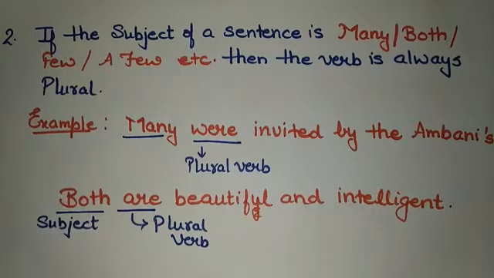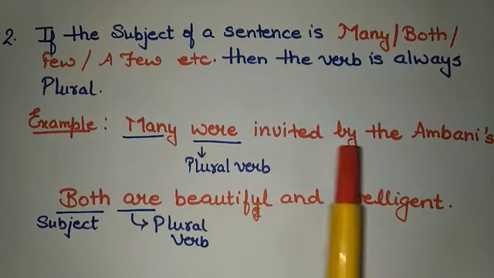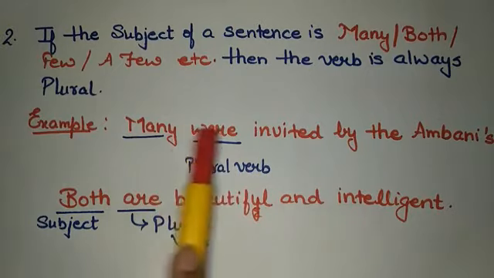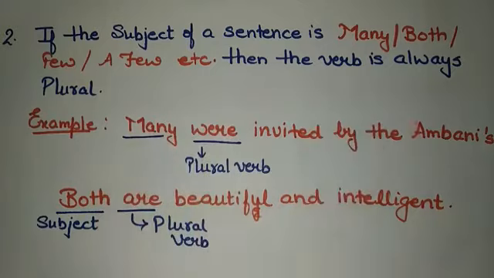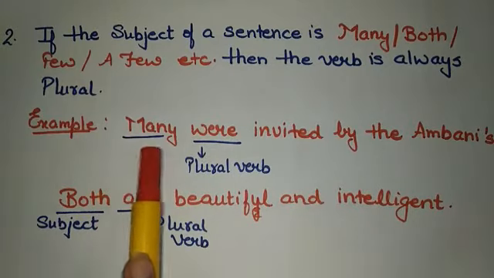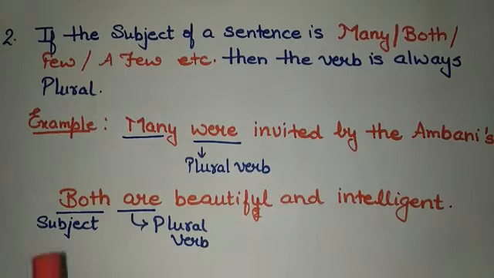See the example here. Many were invited by the Ambanis. Here, many is representing that Ambanis have invited a lot of people. Okay, so I have to use a plural verb to make the sentence balanced, that with a plural subject there's a plural verb.